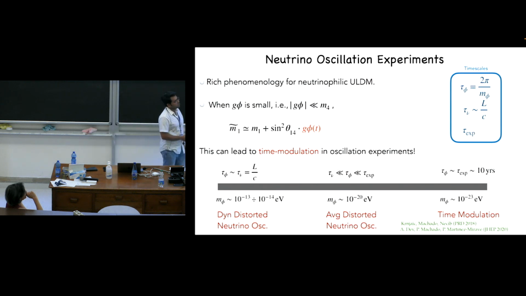Well, for example, the oscillations are very rapid. So the time scale is such that it's much smaller than the time it takes to travel the distance, but much smaller than the experimental time scale, which means that as the experiment runs, you would have a lot of oscillations, and this would average out. So you would see some distorted neutrino oscillations.